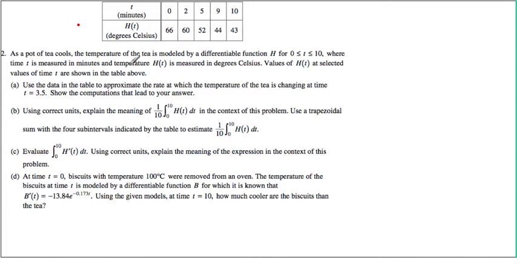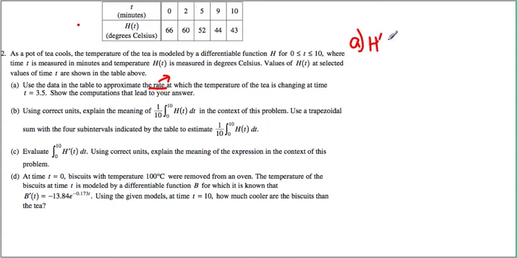Use the data in the table to approximate the rate. You see the word rate, in this case, this word implies the rate of change. In other words, we are looking at h prime at time t equals 3.5, but as you can see, we don't have that value. How are we going to do it? We can do this by using the mean value theorem.